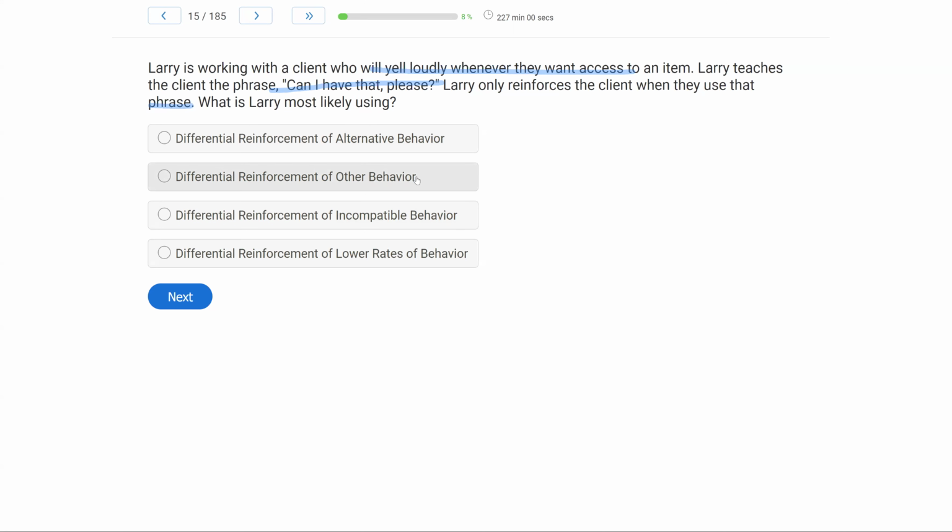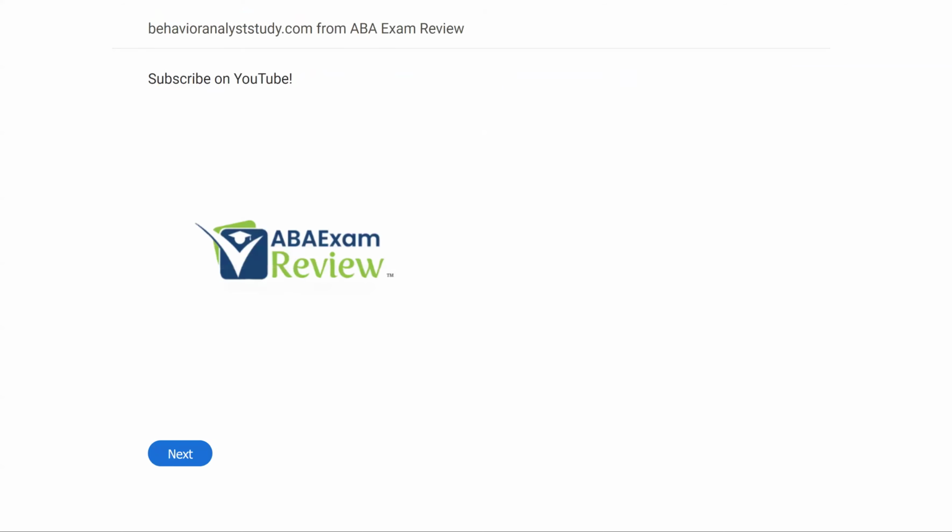Differential reinforcement of incompatible does teach a replacement, but the replacement here is not incompatible with the old behavior. And D, differential reinforcement of lower rates, where we're setting a criterion and trying to get that behavior below it. We're trying to decrease an already present behavior. What we're trying to do here is teach this new behavior, and we're trying to teach this alternative behavior. So Larry is most likely using A, differential reinforcement of alternative behavior.